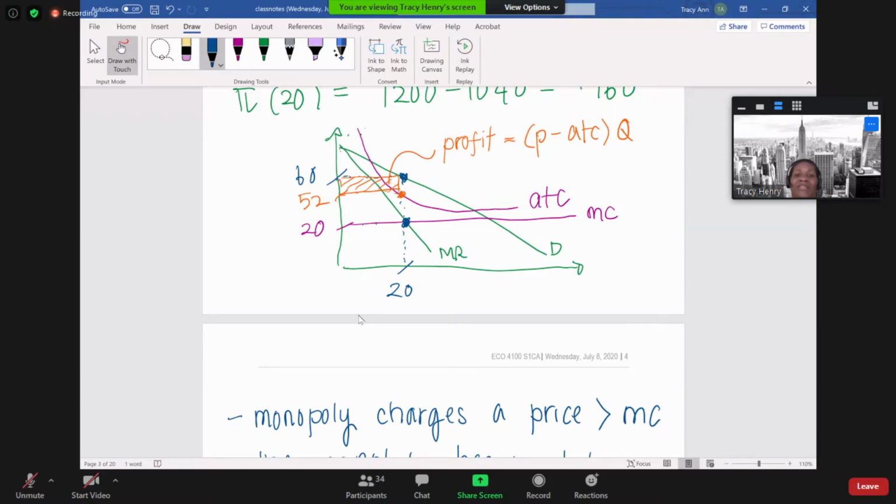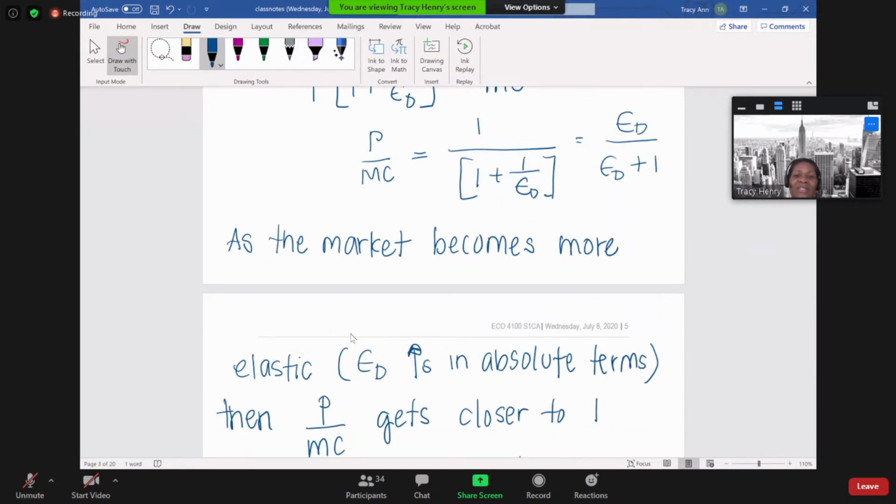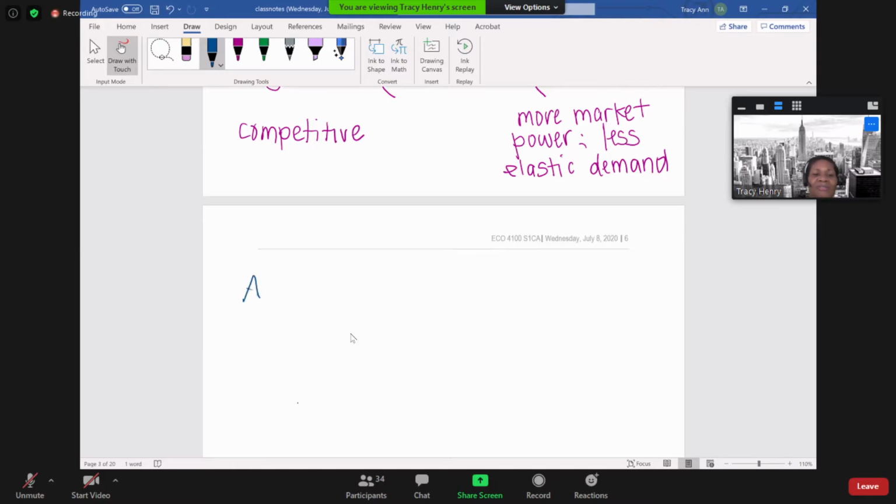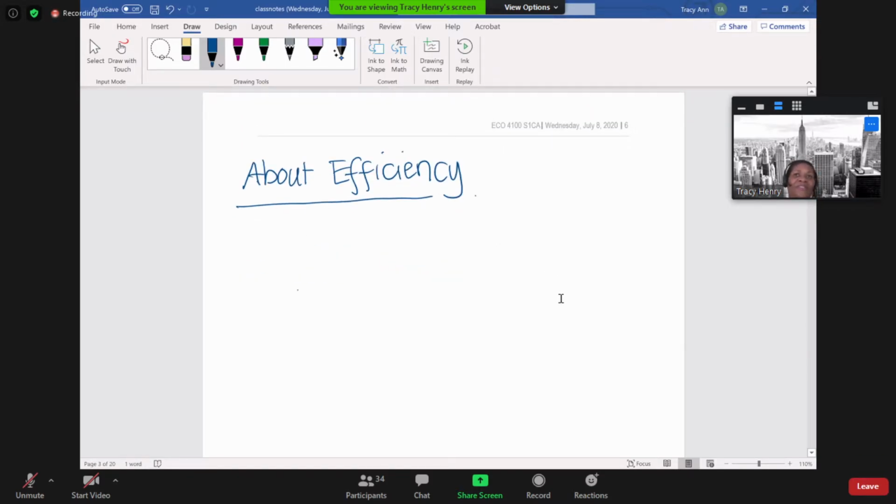You guys have seen these terminologies. But let us look closely at what the monopoly is doing by charging a price that is greater than marginal cost. And when we think about efficiency, I'm going to bring out this idea of efficiency versus equilibrium. So this is about efficiency. When we think about efficiency, and this is talking about productive efficiency, productive and allocative efficiency, back up with me a minute and think.